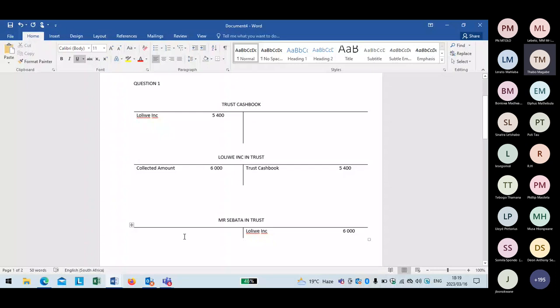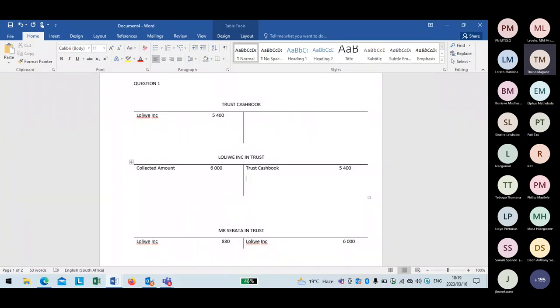Credit Loliwe Inc. trust, debit Sebata. Yes. So we go to our trust ledgers where we will debit Mr. Sebata and our narration will be Loliwe Inc. And the amount we are debiting is 830 being the cost. And then we go to Loliwe Inc. in trust and do what? We credit Loliwe Inc. and our narration is cost. And the amount is 830. Does everybody see this?